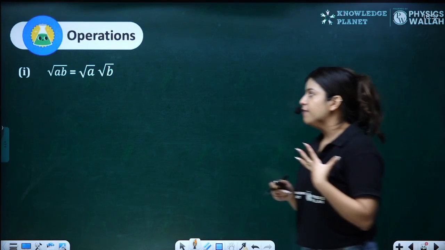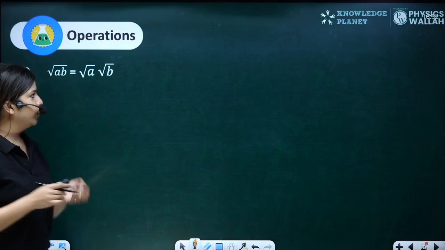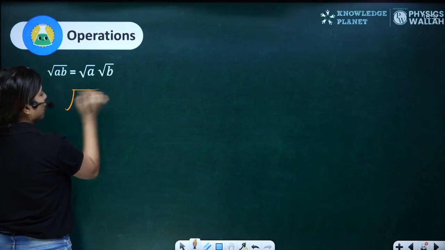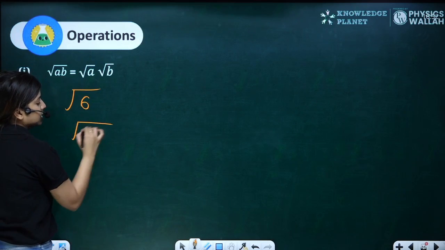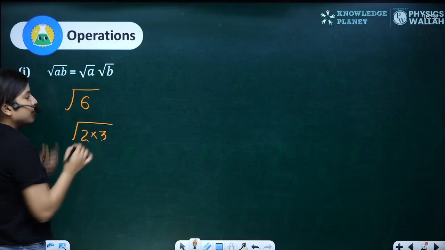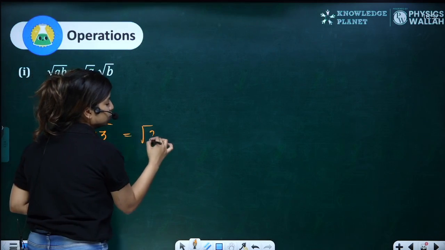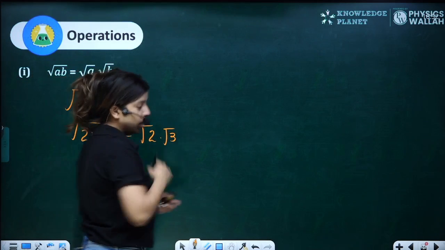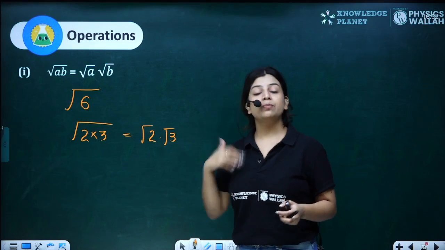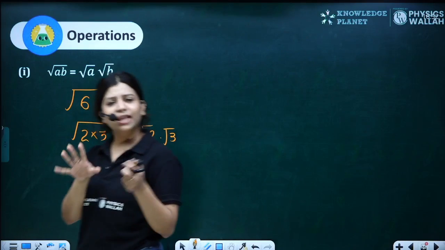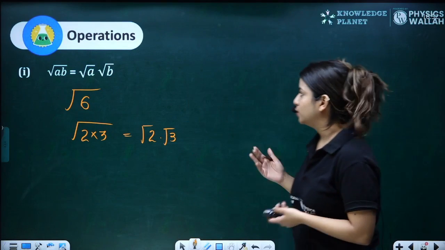Alright, so there are further operations: under root of AB is equal to under root of A into under root of B. This means what? For example, we have under root of 6. This 6 can be written as under root of 2 into 3. We can write 6 as 2 into 3, and this will give us root 2 into root 3. So basically, if we have a whole number in the under root, we can write it as a product of its primes, or a product of any two numbers, in different roots. This is what our law of operations says.